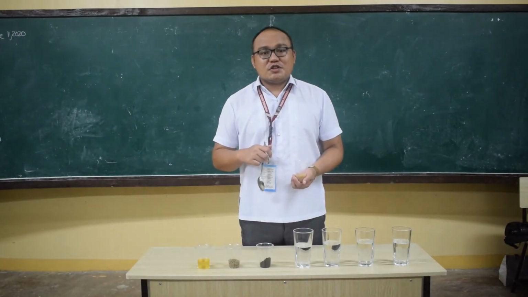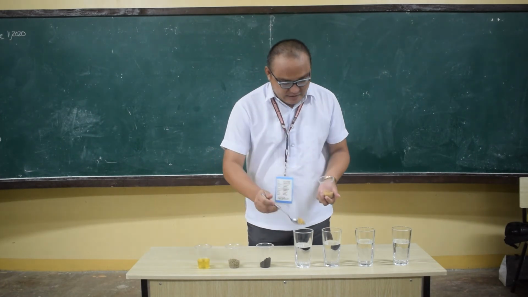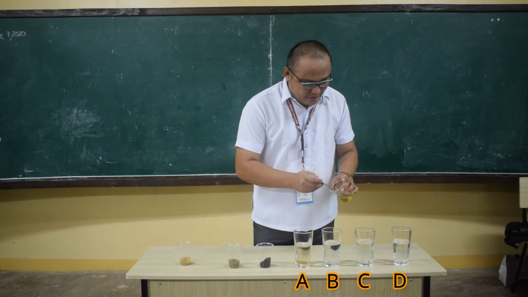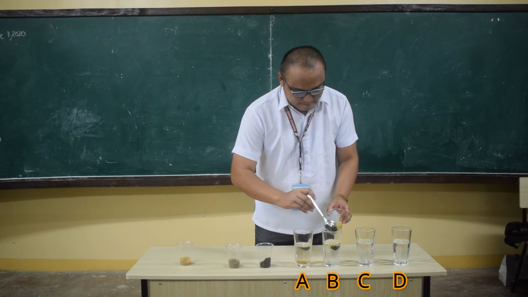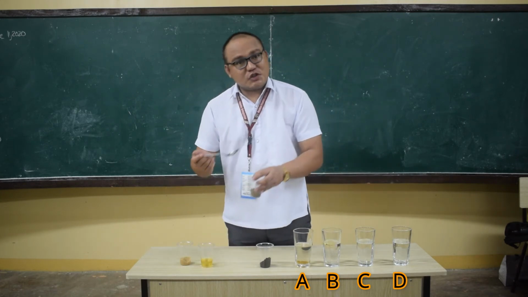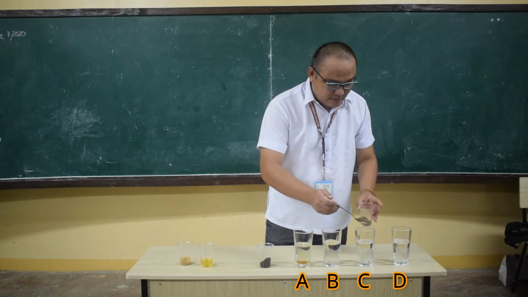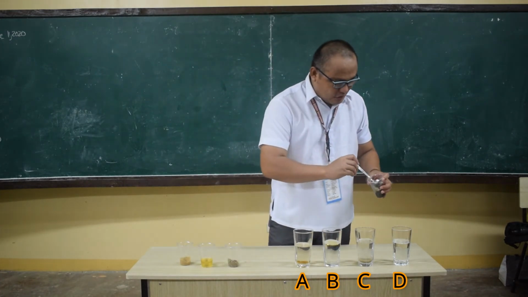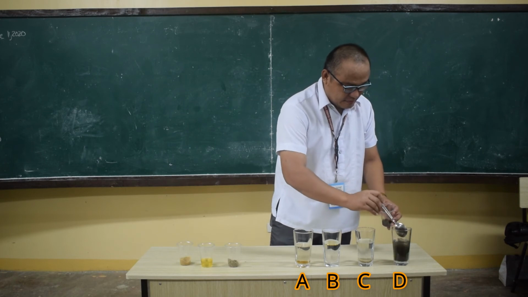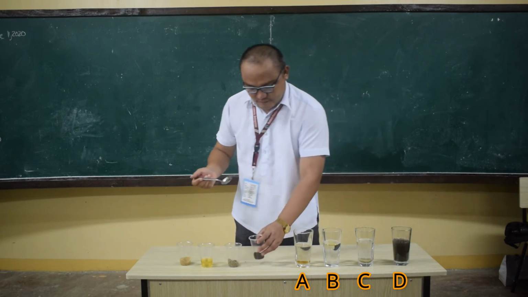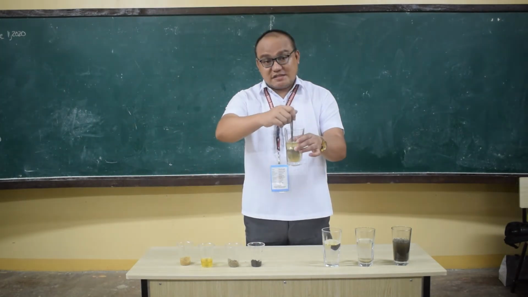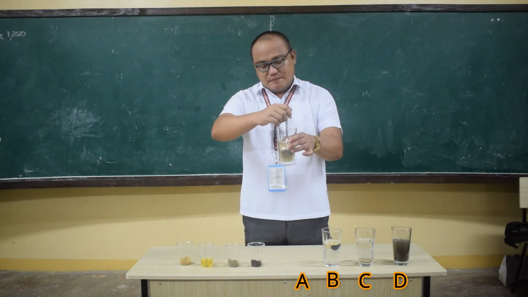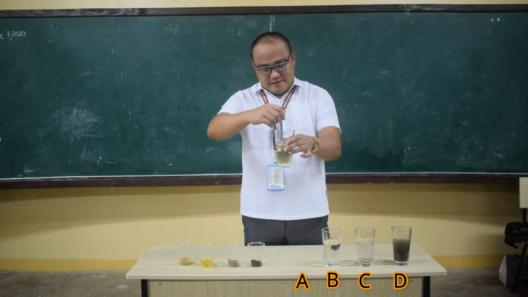Procedure: put 1 spoon of sugar in glass A. Put 1 spoon of oil in glass B. Put 1 spoon of sand in glass C. And put 1 spoon of soil in glass D. Mix together glass A, the water and sugar. Observe what happened.